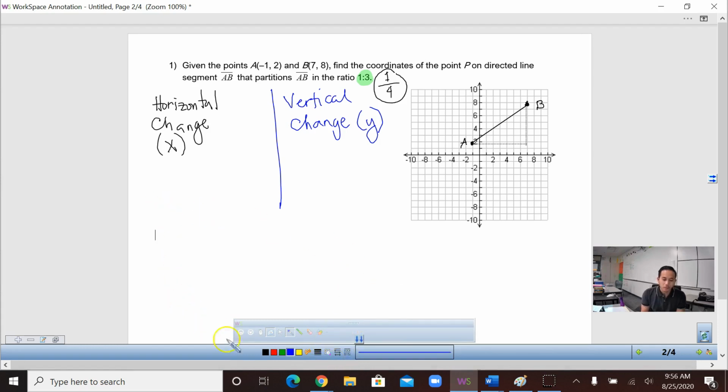There you go. So we are going to use the given ratio, which stands for R. So ratio multiplied by x sub 2, meaning it's the second x, minus x sub 1. That's the x on the first point. For vertical change, the given ratio, and then we multiply y, the second point, minus y sub 1.